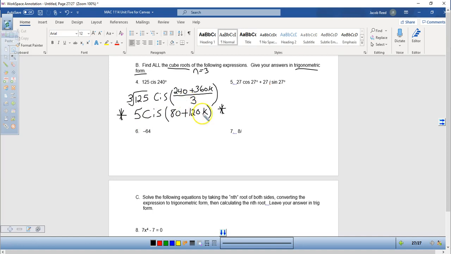That's in trig form, and it allows me to plug in values for k. Now, k is going to be 0, 1, 2, all the way till n minus 1, which in this case means the cutoff is right there. K can be 0, 1, and 2. Now we're not going to plug those in and see what these are, but this leaves the expression open to plug in these values if we did need to.